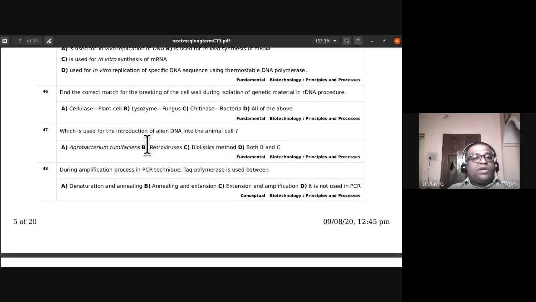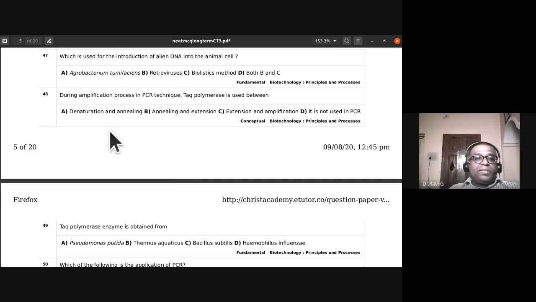Which is used for introduction of alien DNA into the animal cell? Okay, alien DNA into animal cell we are talking about. Agrobacterium tumefaciens, no, it is for plant cells. B, retroviruses. Biolistic method is only for plant cells. So retroviruses is the right answer. Disarmed virus. Okay, disarmed vector. So the virus, that is retrovirus, is a way of introducing alien DNA into the animal cell. So 47th, B is the answer.